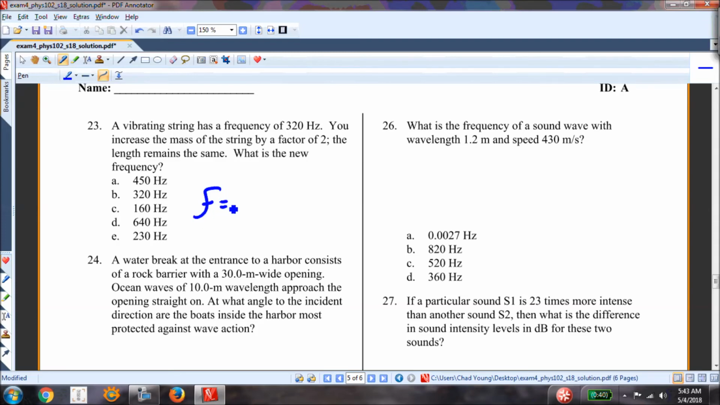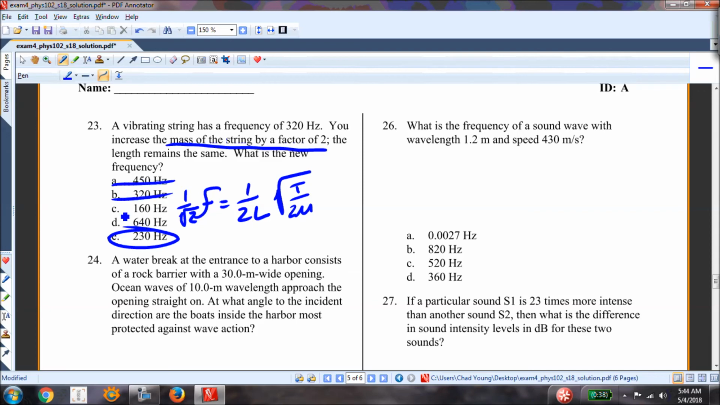Okay, so here my frequency is 1 over 2L square root of T over mu. And if I increase the mass of the string, that's going to increase this by a factor of 2, which is going to increase my frequency by a factor of 1 over root 2. And my frequency is 320. I divide that by root 2 and I get 230. Look, you know that if I'm increasing the mass of the string, it has to decrease the frequency, so I can get rid of these options. And then it's a matter of, is it decreasing it by a factor of 2 or by a factor of root 2? And it's going to be root 2.